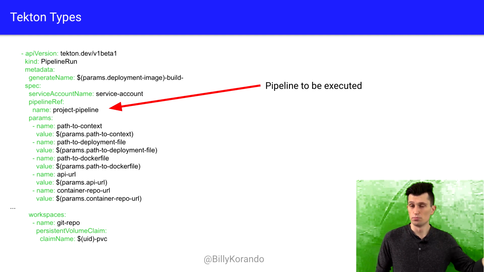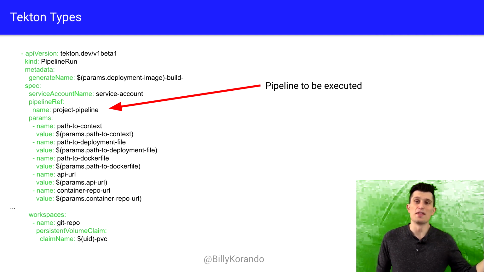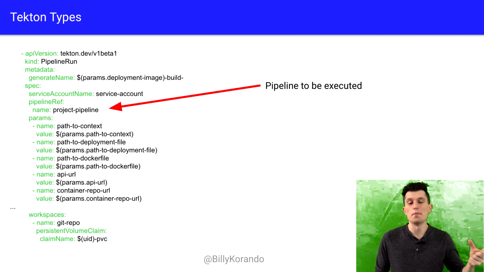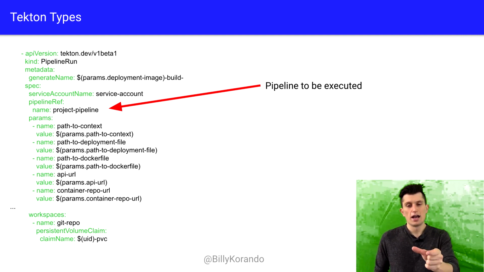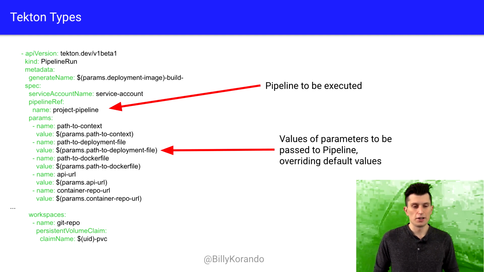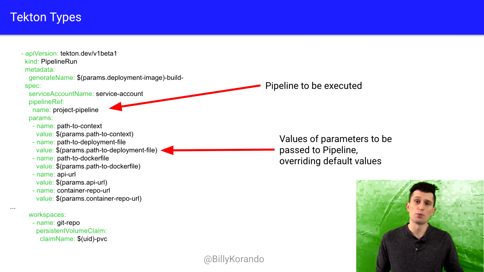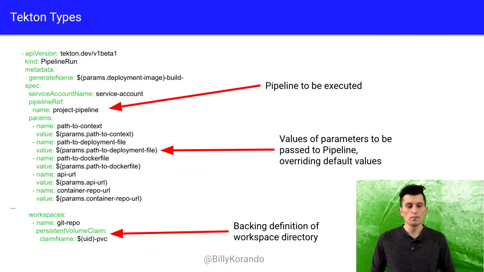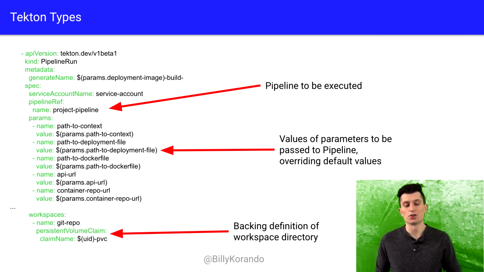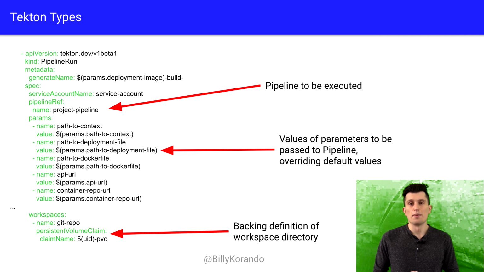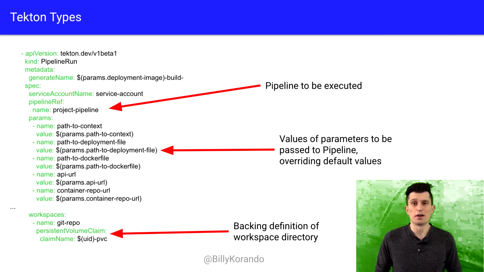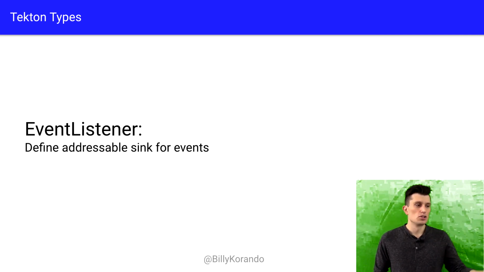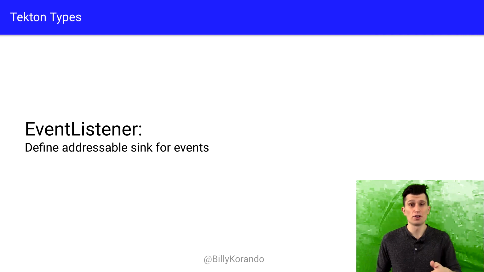So kind of like a little bit earlier, the pipeline itself, the name of that was project pipeline, probably not a great name, but just as a reference. And that's the pipeline to be executed. You can, of course, pass in parameters that would override any sort of defaults within that pipeline. And then you would also define any sort of workspaces and a reference to that persistent volume claim for that workspace you're going to use, for storing any sort of work products as it's going through that pipeline execution.